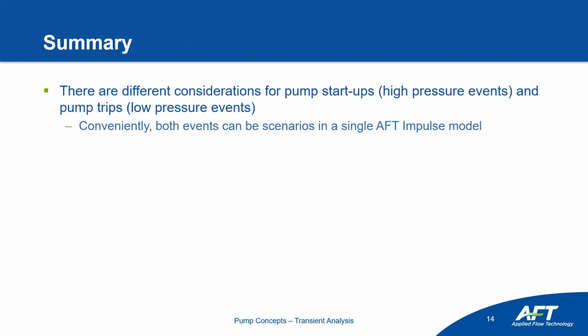So we made it through a lot of the content. Let's take a look at a summary of everything we talked about. So the first point is there's different considerations when you're looking at a pump startup, which is primarily a high pressure event, and then a pump trip, which is a low pressure event. In this case, it's convenient to look at both. So you can look at the high pressure, then the low pressure, again, exploring scenarios and doing sensitivity all within your single model. Again, it's important to set the expectation of what you think is going to happen, then look at the results and see if it matches, and if not, why is it deviating?